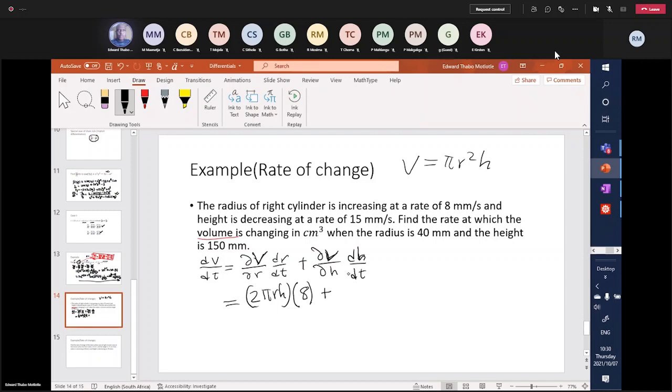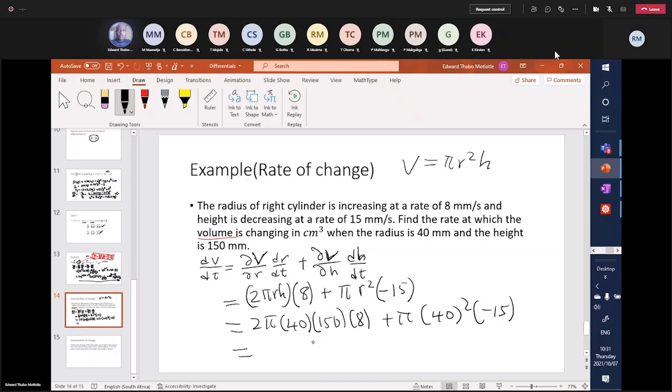Plus now dV/dt for h. You differentiate V with respect to h. This will give me pi r squared, and then dh/dt. h is decreasing, so decrease is negative 15. Now what remains is to substitute the values of r and h. This is 2 pi. Where I have r, I'll put 40. Where I have h, I'll substitute 50, multiplied by 8, plus pi, and where I have r, I put 40 squared, and then minus 15.